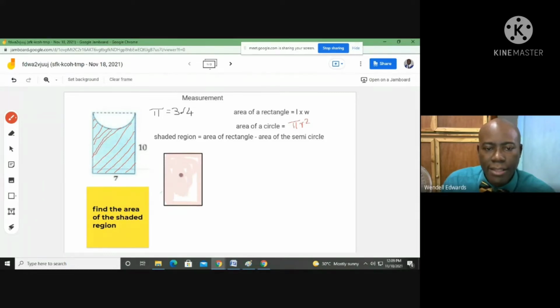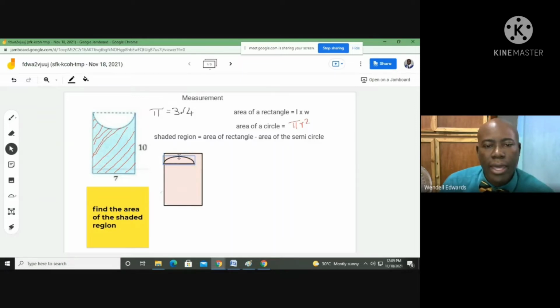Everything inside this rectangle would be shaded, which is not necessarily what the question is about, because the question never shaded all of the rectangle. It only shaded a certain part of the rectangle. And those who are really looking would see that up here of the rectangle is in a shade. But when we find the area of the rectangle, it's going to give us every part of the rectangle.